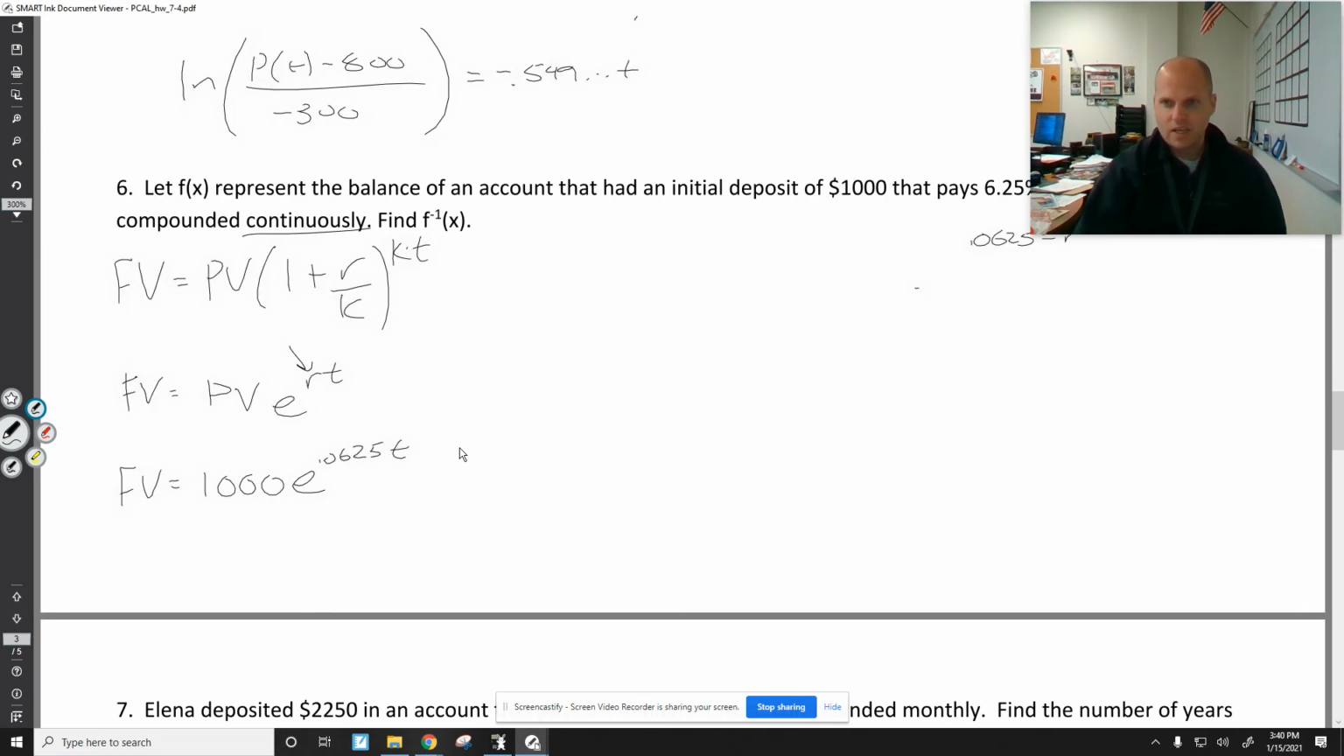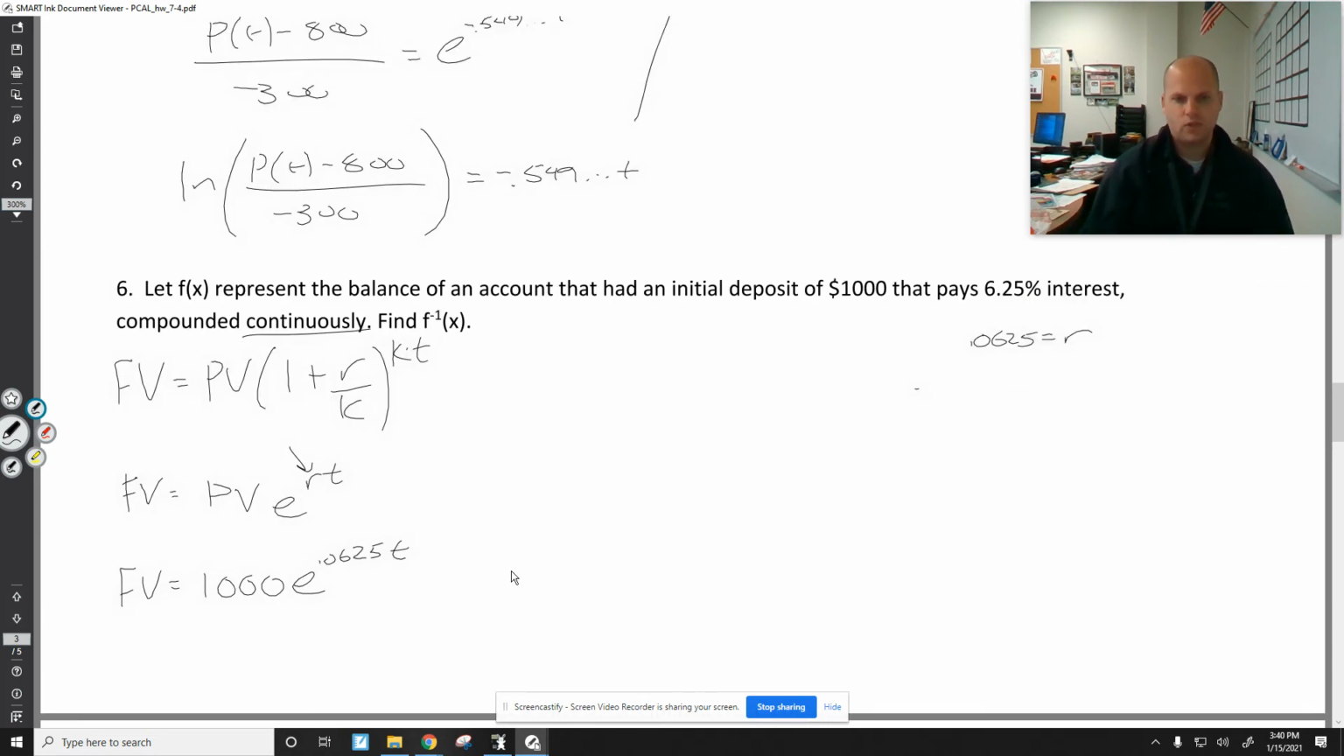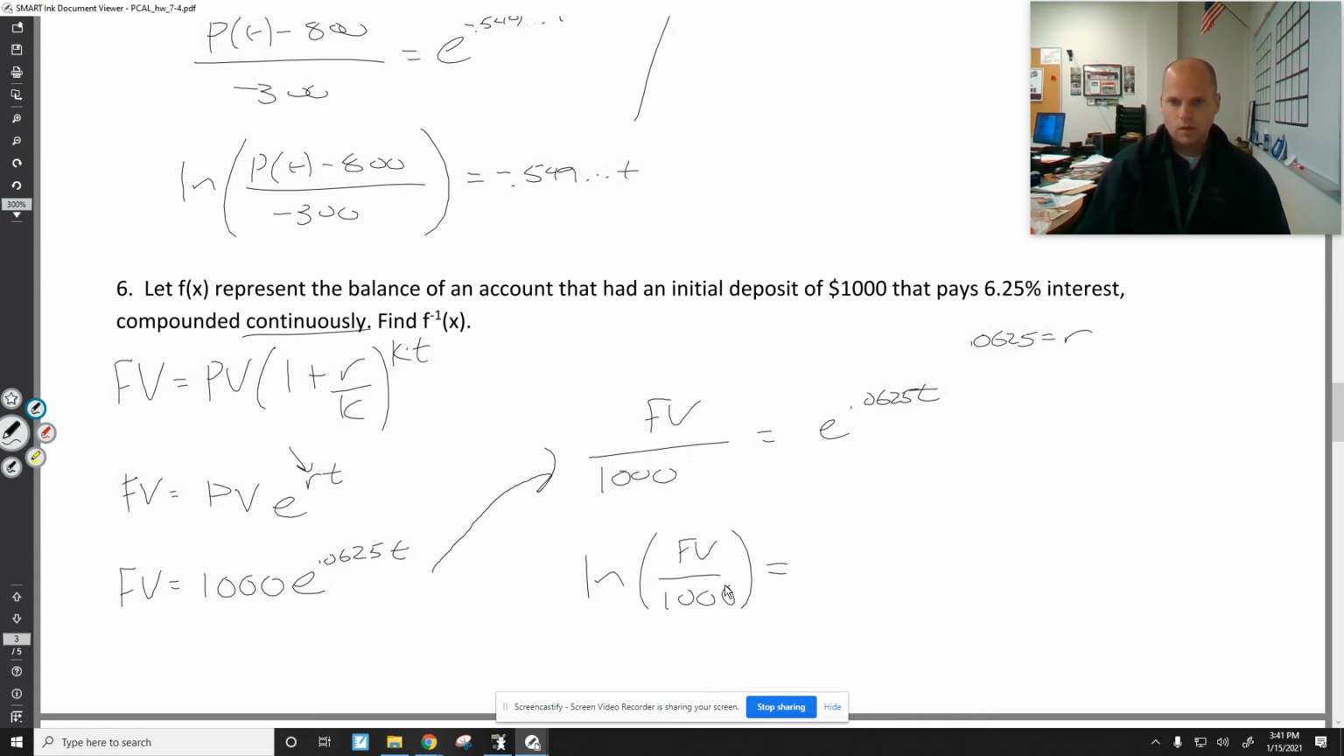I'm going to find the inverse. So again, this is like solving for T. So you can see how many years it would take to get a certain amount. So double your money and stuff like that. So you got your future value that you're going to divide by 1,000. That equals E to the 0.0625 T. You're going to take the natural log of both sides, future value divided by 1,000. And you got 0.0625 T. You're going to divide by 0.0625. And that's the inverse.